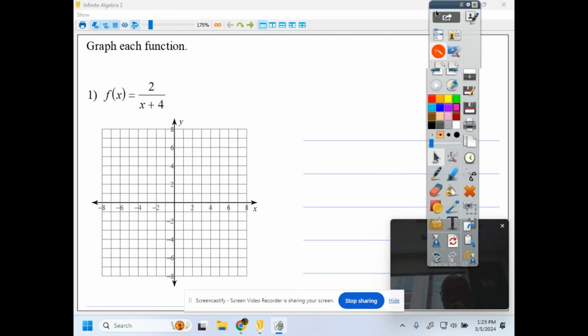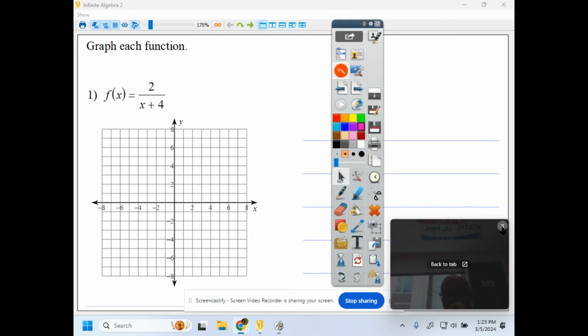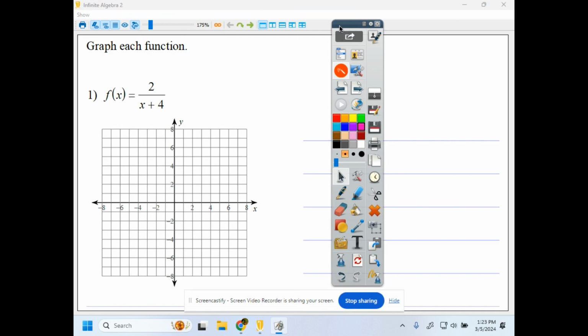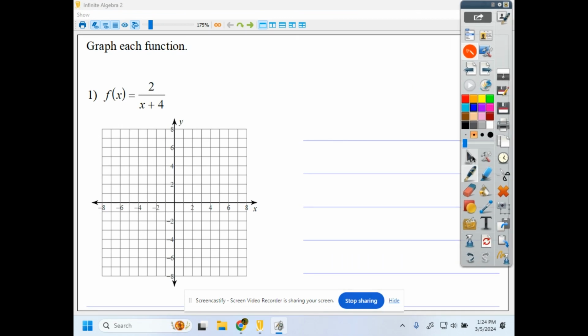And today we're going to go over some of the examples and practices. Right, so we're given here f of x equals 2 over x plus 4, where it's a rational function. The degree of the numerator here is 0. The degree of the denominator is 1.